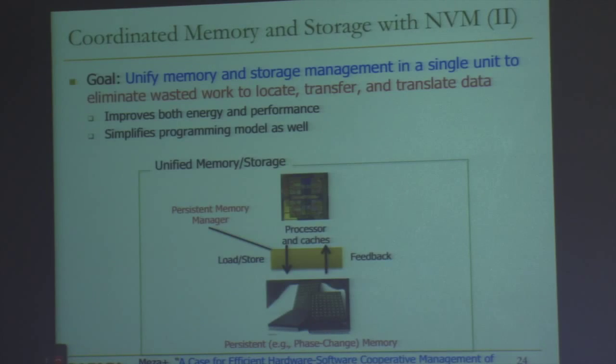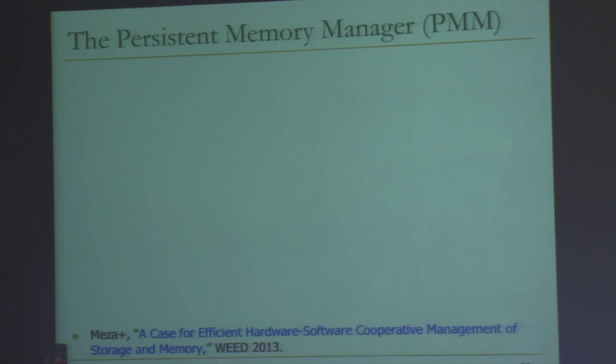So what is required to actually do this? We call this the persistent memory manager. You need to somehow build something like this, and this actually requires a lot, right? Because file systems today do a lot. They ensure that files are consistent. They ensure security across the files. And you need to do this in this unit now that's accessible through loads and stores. So we'd like to expose a load store interface to access persistent data.